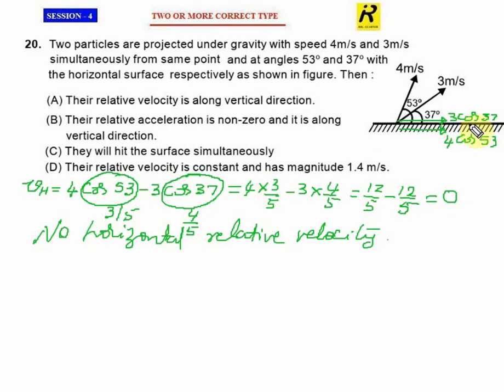So one side is over. That means along the horizontal we found no relative velocity. Let us do it for the vertical components. For that, I am now splitting these two velocities in the vertical direction. So one is 3 sin 37. Okay, if it is not visible, let me rewrite it.